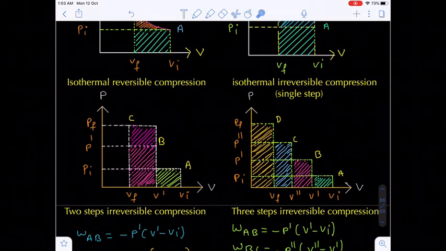Suppose I am taking two-step irreversible compression. That means I am standing here at A. The initial volume is Vi and the initial pressure is Pi. Now I suddenly increase the pressure from Pi to P dash. Once I suddenly increase the pressure, the volume has to reduce, from the initial volume Vi to V dash here. Are you getting my point?